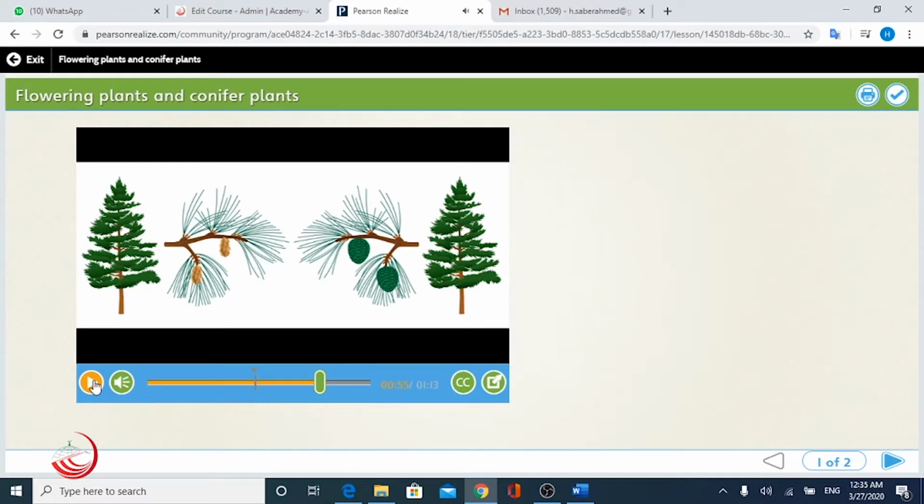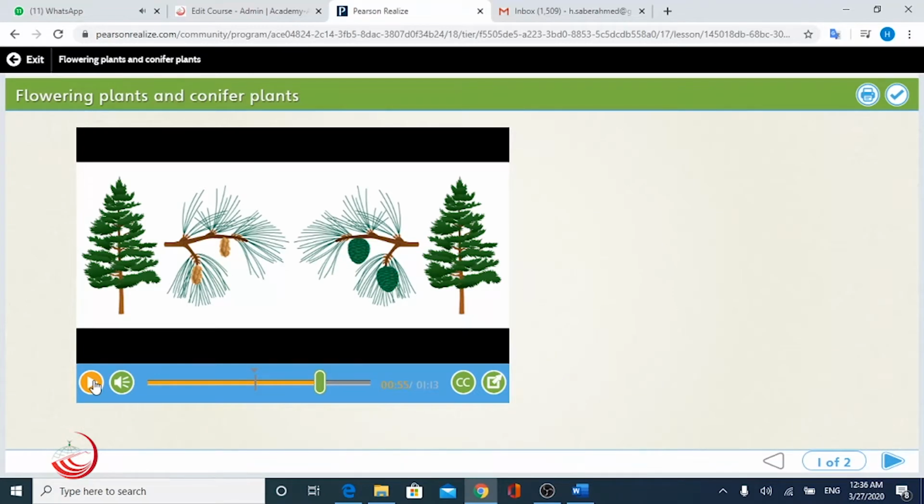So we know now that there are two types of cones produced by the conifer plants. The first one is called a small pollen cone, and the second is called a large seed cone. From their names, we can figure out that the small pollen cone is responsible for producing pollen. And the large seed cone receives the pollen from the small pollen cone that is transferred to it by the role of the wind.